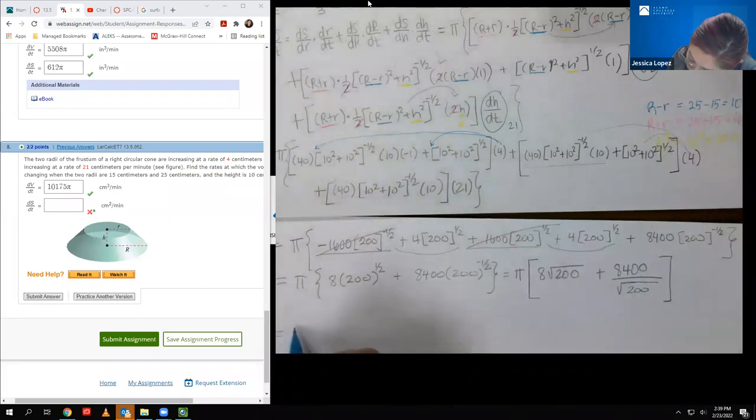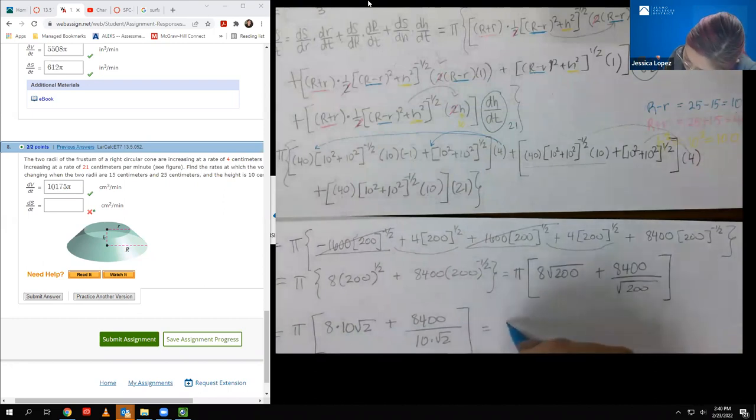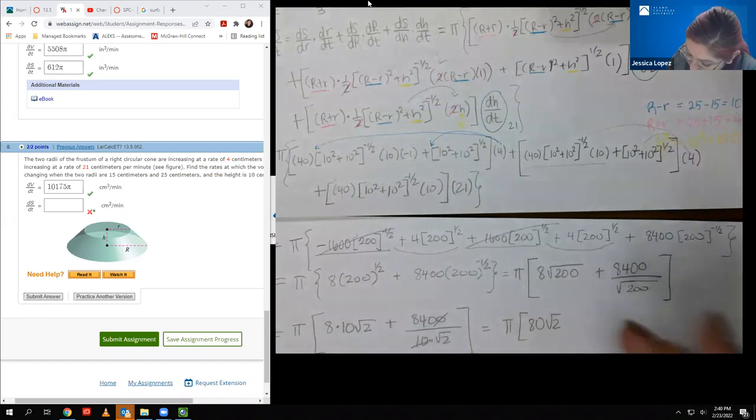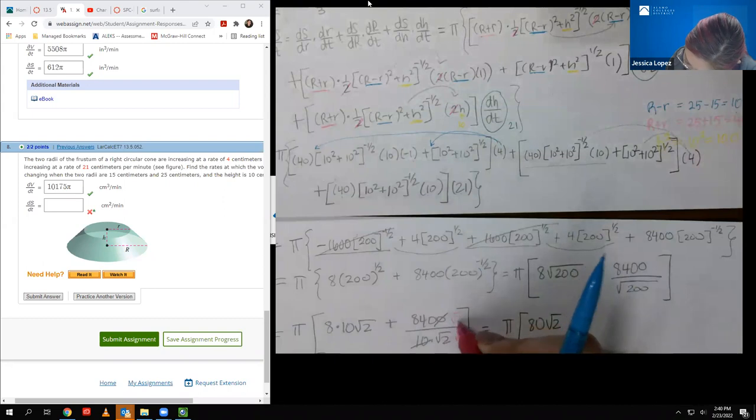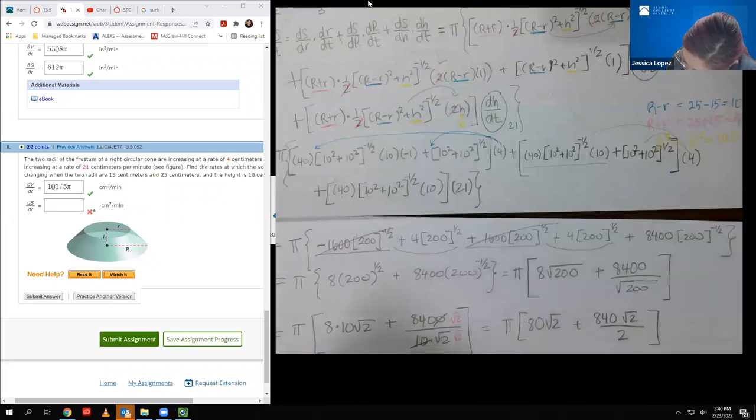Now you can simplify this a little bit, okay? This is 8 times 10 square root of 2. So 8400 over 10 times square root of 2. I get 80 square root of 2. This 10 will cancel with that, but I am going to rationalize my denominator. So I get 840 square root of 2 over 2, and then these reduce. So I end up with 80 square root of 2 plus 420 square root of 2, which is actually just 500 square root of 2.